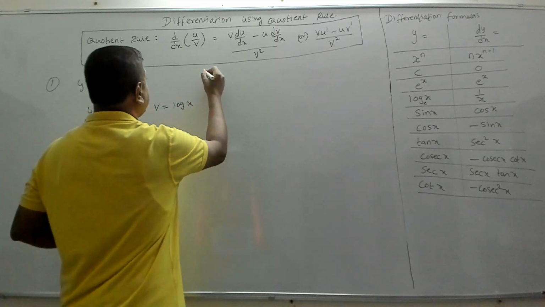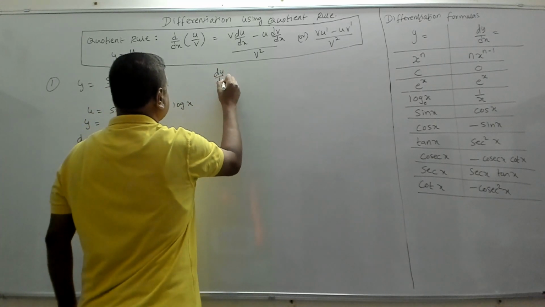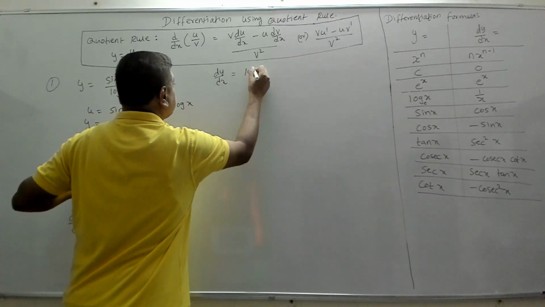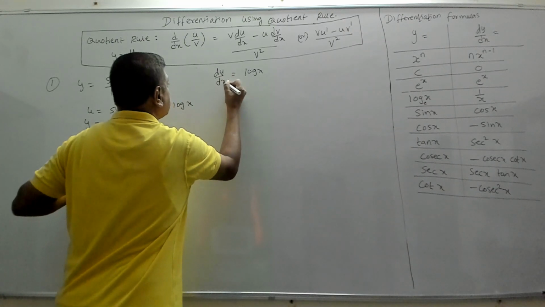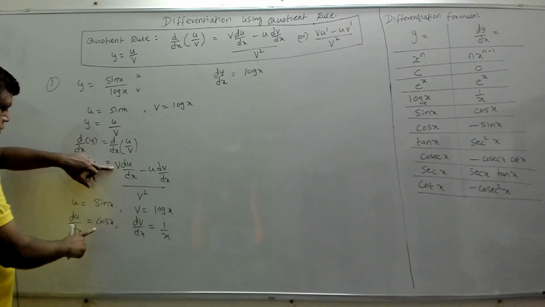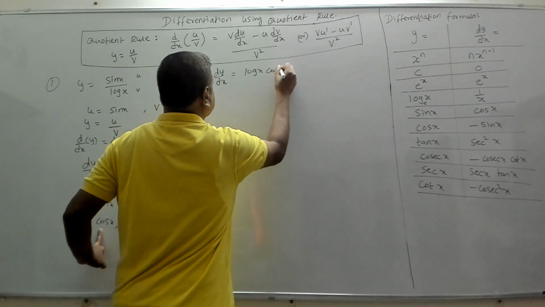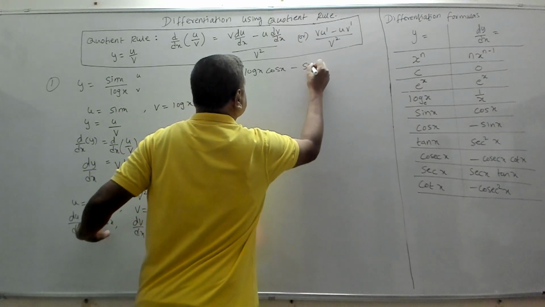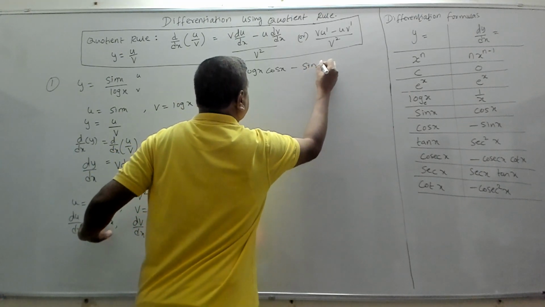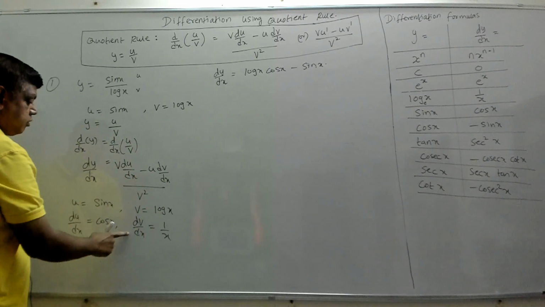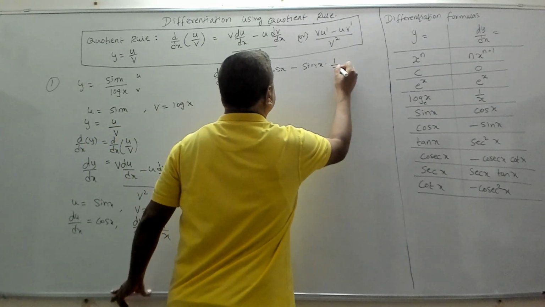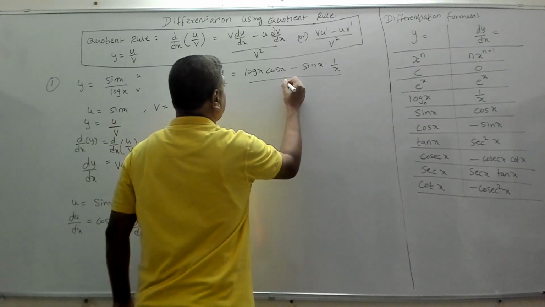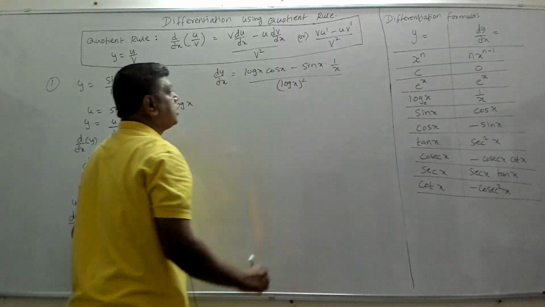So what is our dy by dx? dy by dx is equal to v, which is log x, into du by dx. du by dx is cos x, minus u, which is sin x, into dv by dx. dv by dx is 1 by x, all divided by v square. v is log x, so log x the whole square.